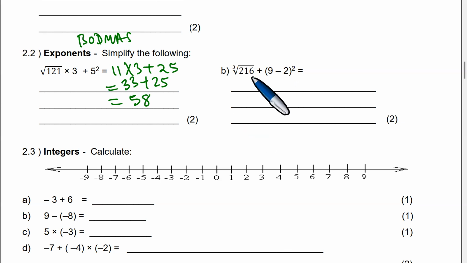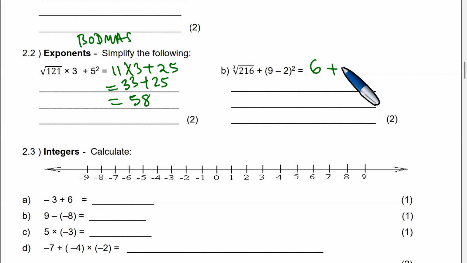What is the cube root of 216? 72. Okay. Need to check that one. Can you check the cube root? Your cube root is having a mistake. The cube root of 216, isn't it? It is 6.